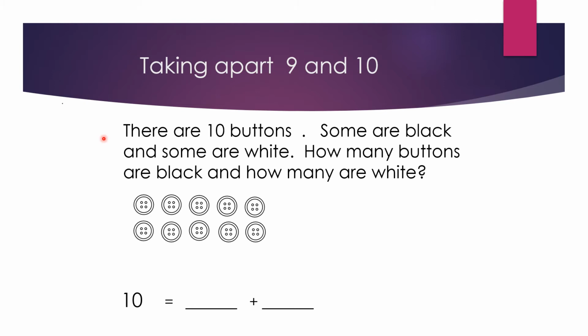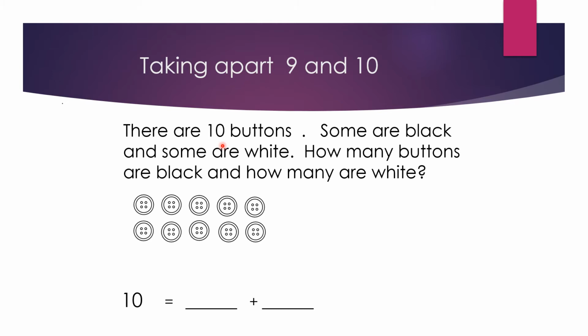Okay, kindergarten, let's read our next number story. Read along with me. There are 10 buttons. Some are black and some are white. How many buttons are black and how many are white? Kindergarten, what important number did you hear that will help us to draw our number story? That's right. You heard 10 buttons.